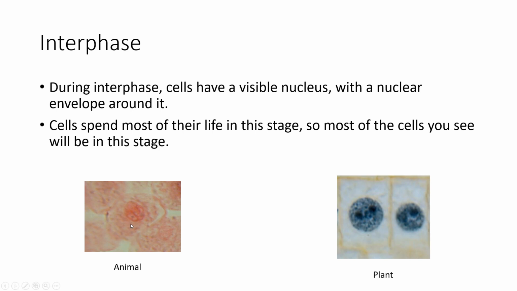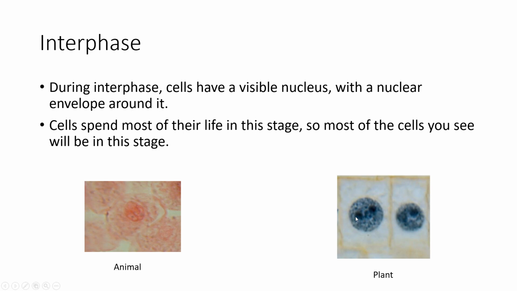If you see a cell with an obvious nucleus inside of it, in either animal or plant cells, then you know you've got to be looking at a cell that is in interphase. Now, animal cells do have nucleoli inside the nucleus, but it's a lot more difficult to see those. They don't stain super well in the animal cell, versus in plant cells, the nucleoli are very visible, and there can be any number of those present inside the cell.